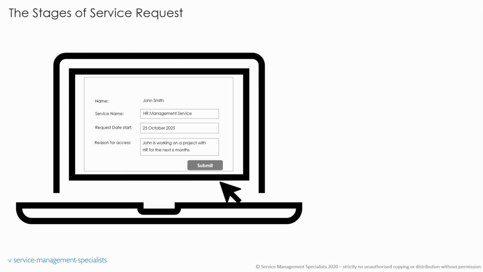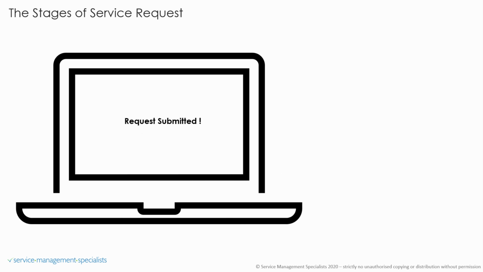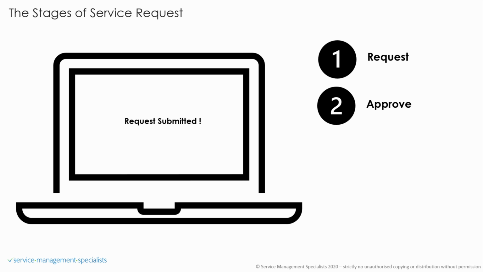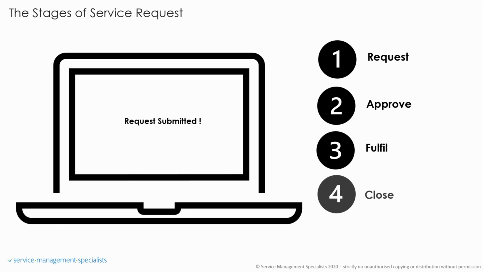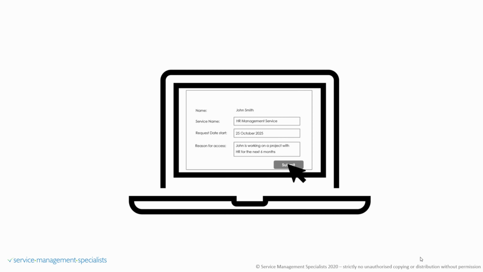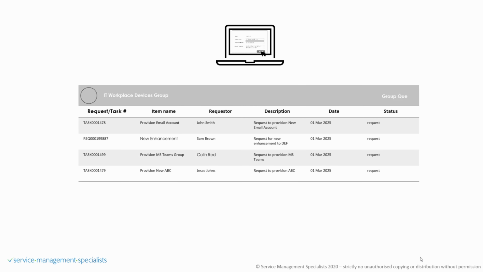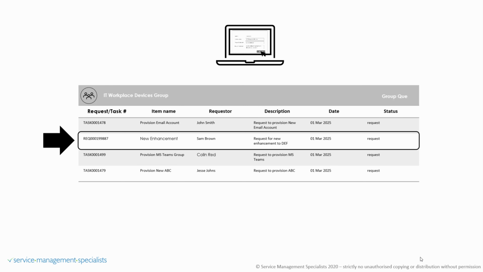So when Jane submits her online form within the self-service portal, this is called a service request. Each service request follows 4 key phases. 1. Request. 2. Approve. 3. Fulfill. 4. Close. Simple requests, once submitted, move to an appropriate team queue for action.